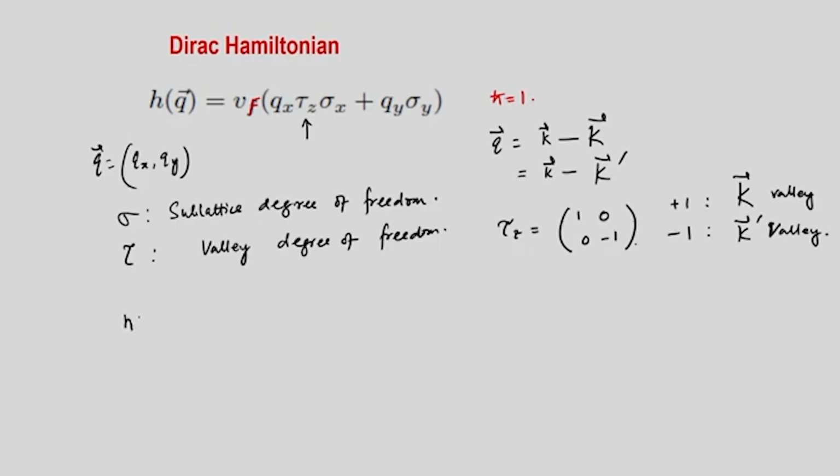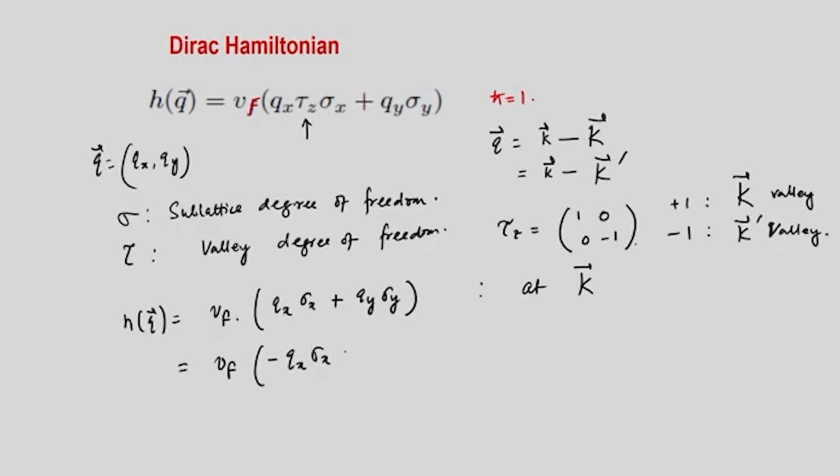So essentially what happens is that you have H of q equal to ħ Vf times (qx sigma x plus qy sigma y). This is the Hamiltonian at the K point, one of the Dirac points, and for the other one you have a minus sign here, minus qx sigma x plus qy sigma y. So, this is at K prime.